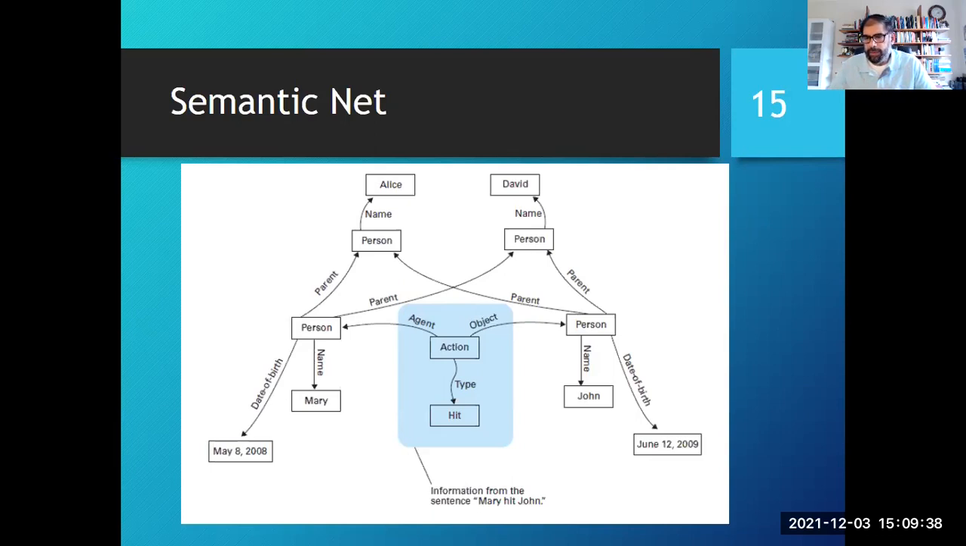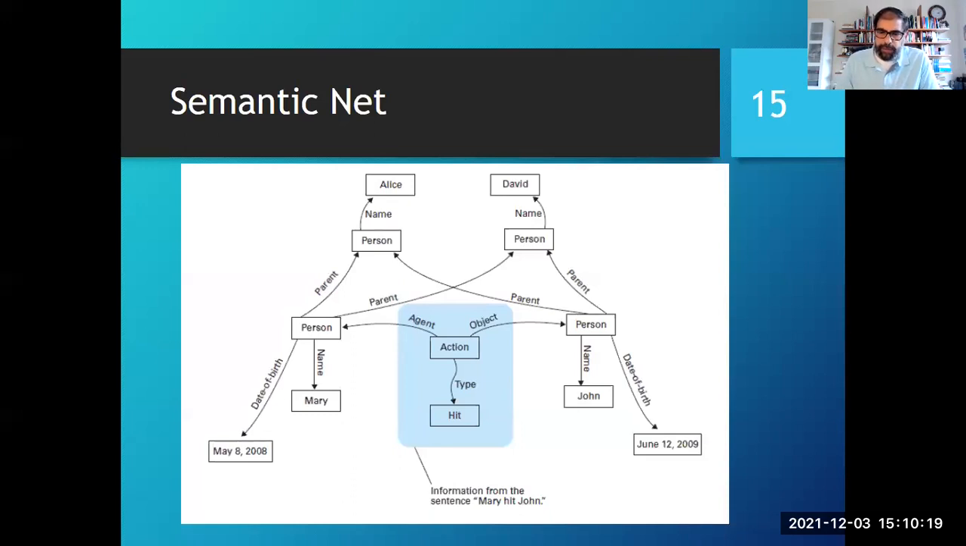It could have been something else. For example, if it was said, Mary gave a gift to John, or gave a greeting card to John, then the action would be different. But in this case, the computer knows that Mary has hit John, right? If there were more information in the sentence, for example, if the sentence was Mary hit John with a pencil, then we would have more information. Okay, what kind of action was there?